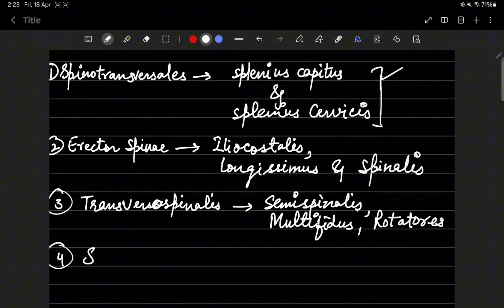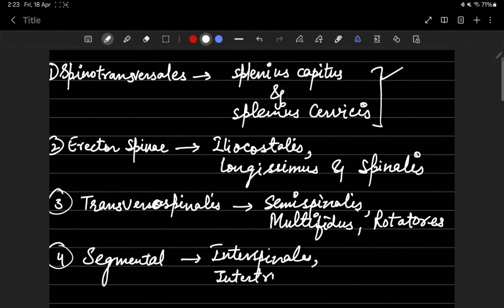And finally, we have the segmental muscles. In this group, we have the interspinalis muscle, intertransversarii muscle, and the levator costarum. These segmental muscles produce action over the stabilization of the vertebra, assisting in the lateral flexion and the elevation of the ribs. So, these were the groups of the deep back muscles.